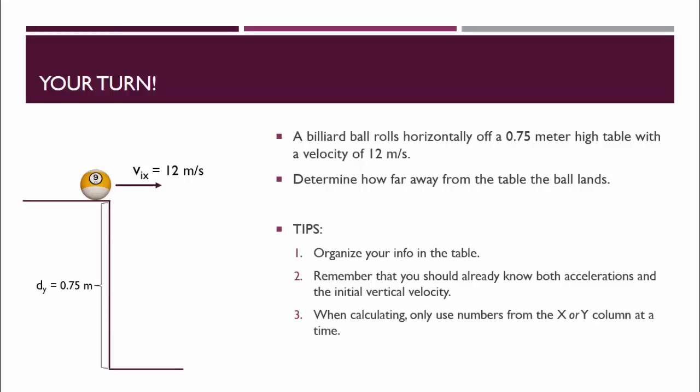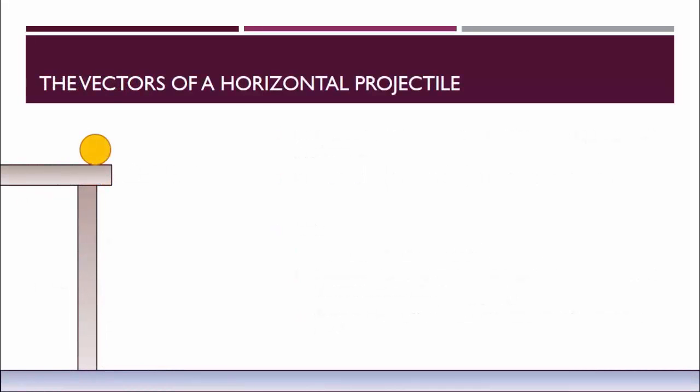Finally, when you're doing your calculations, make sure that you only use numbers from the x column or the y column at a time. Let's take a look at the vertical velocity, the horizontal velocity, and the vertical acceleration at various points during a horizontal projectile's path. This first point is when it just leaves the table before it's had a chance to gain any vertical velocity. So it has some initial horizontal velocity, and now that it is in free fall, it has an acceleration, that is the acceleration due to gravity.